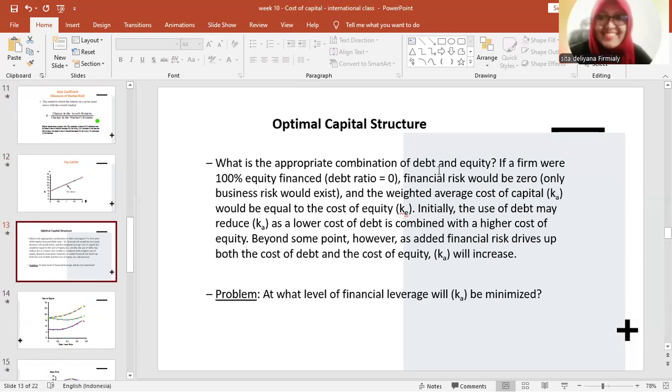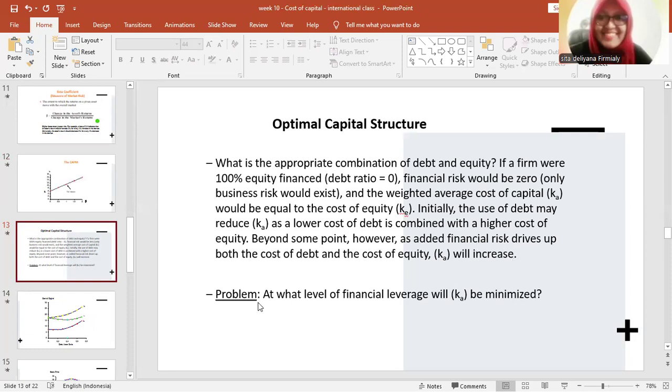Only the business risk would exist, and the weighted average cost of capital would be equal to the cost of equity. Initially, the use of debt may reduce the cost of capital, as the lower cost of debt is combined with a higher cost of equity. Beyond some point, however, as added financial risk drives up both the cost of debt and the cost of equity, the cost will increase.